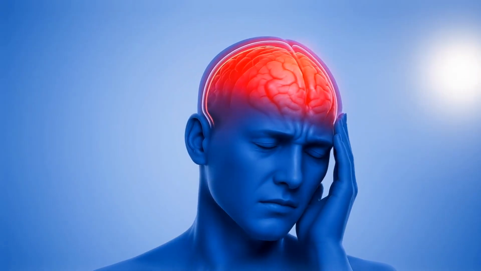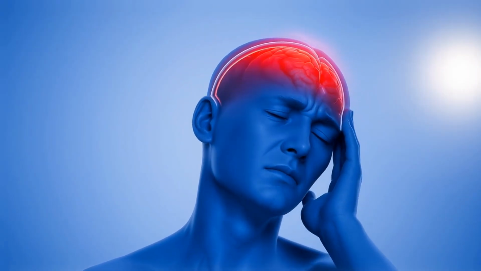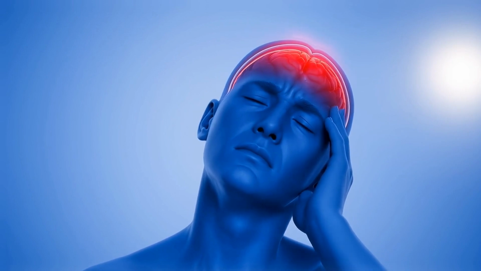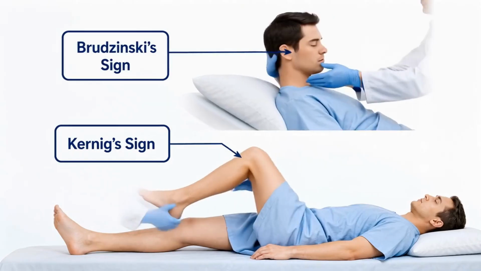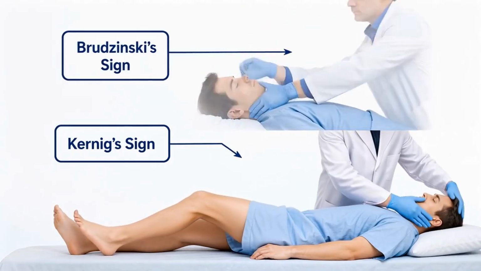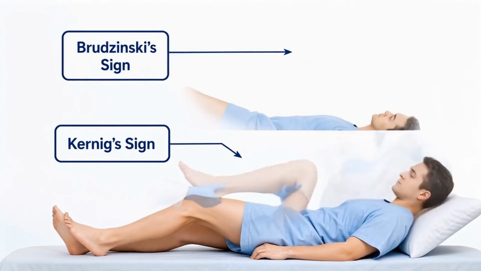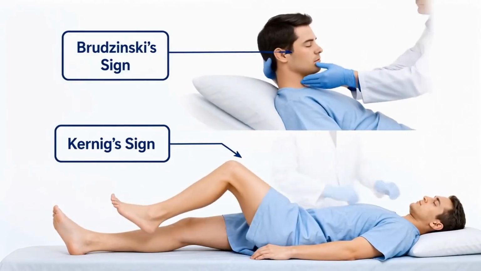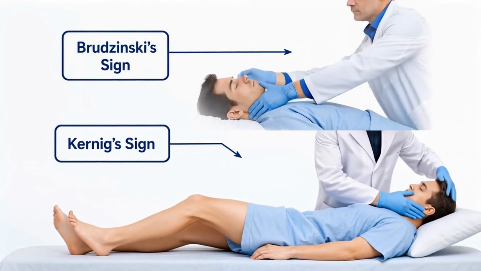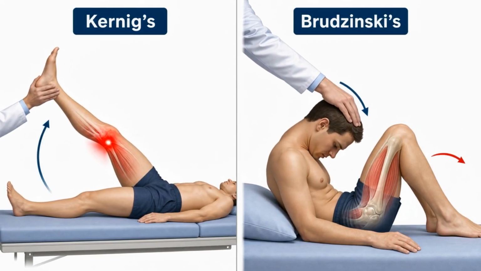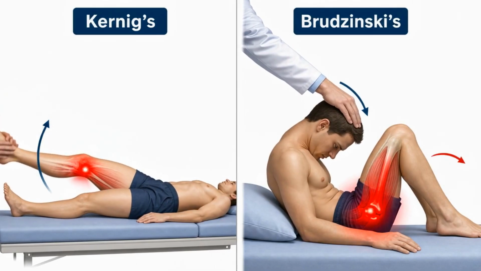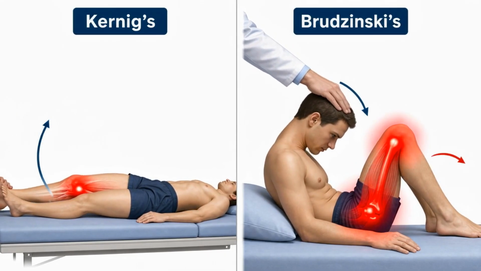Patients often report intense nausea, vomiting, and photophobia, which is a painful sensitivity to bright light. On the NCLEX, look for mentions of positive Koenig's or Brudzinski's signs as key indicators of meningeal irritation. Koenig's, leg extension pain. Brudzinski's, neck flex, hip flex.